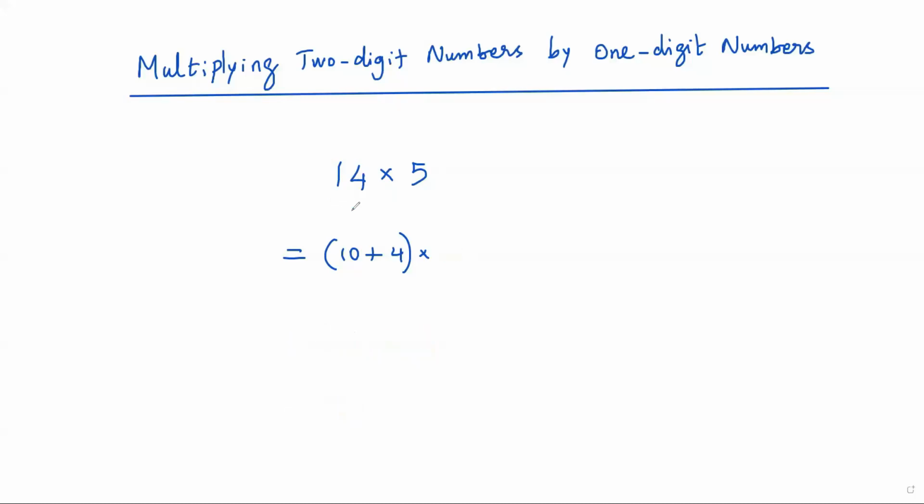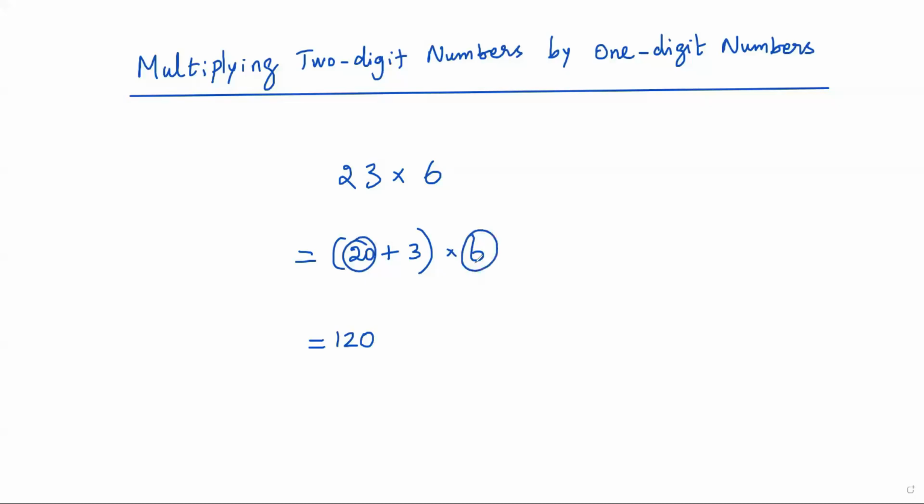Let's look at another example. So first I break this 23 into tens and ones, then I get 20 plus 3, times 6. So 6 times 20 or 6 times 2 is 12, but we don't multiply 2 by 6, we multiply 20 by 6. So along with this 12, we have to take 0. So 120 is the result of 20 times 6.